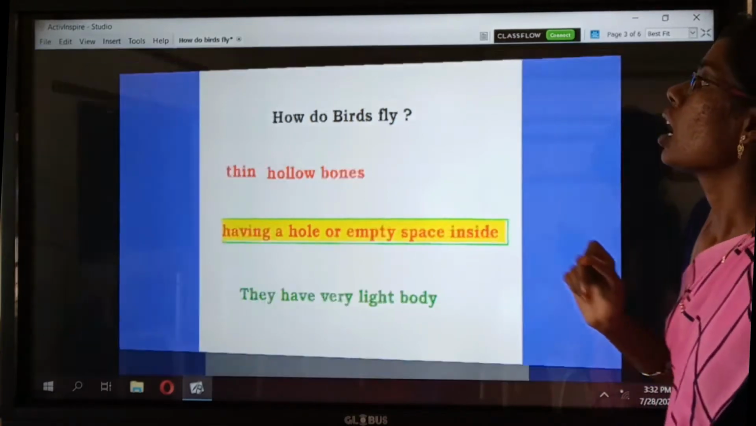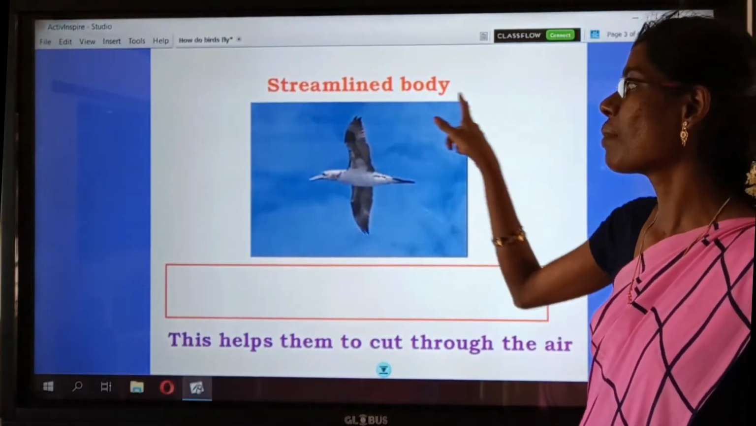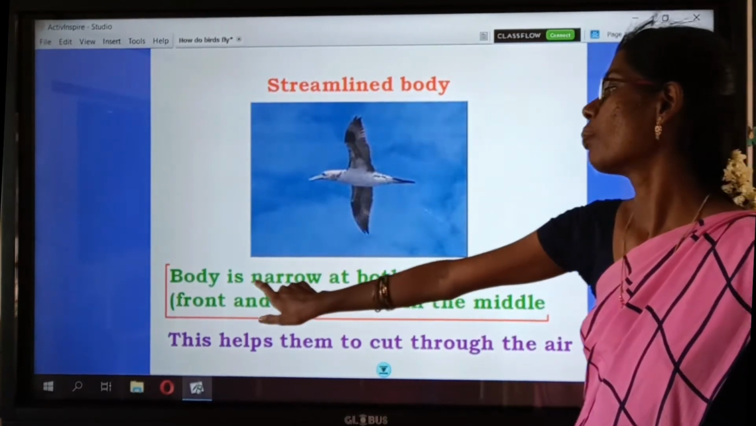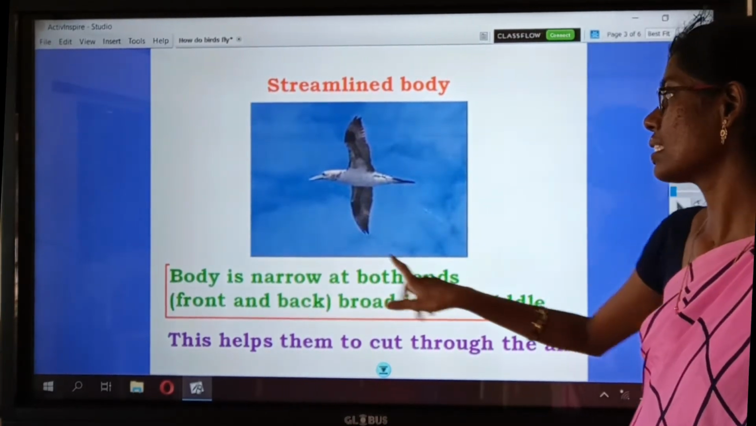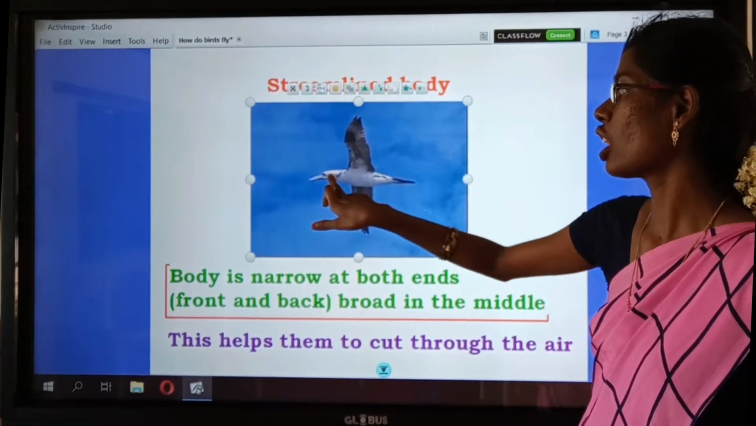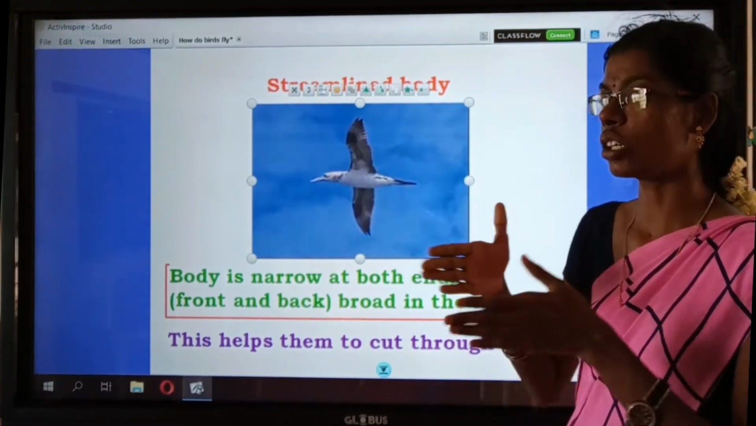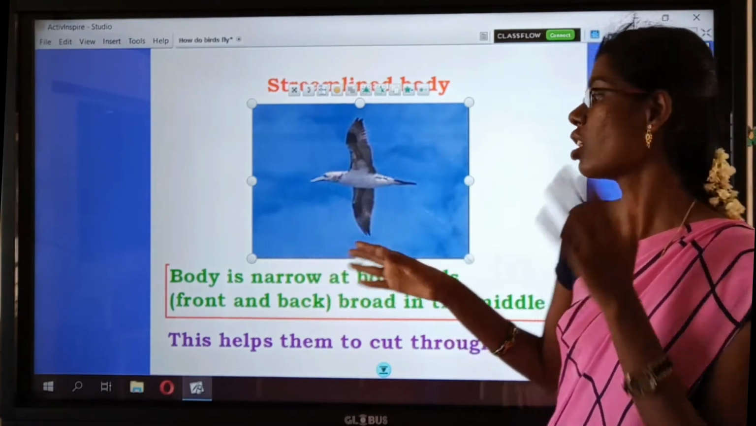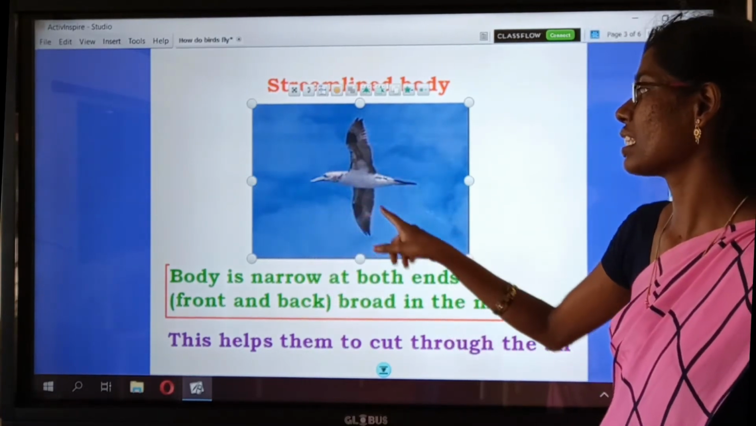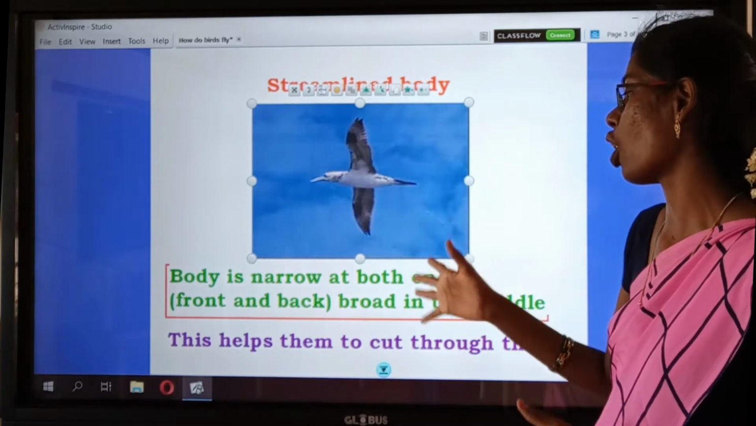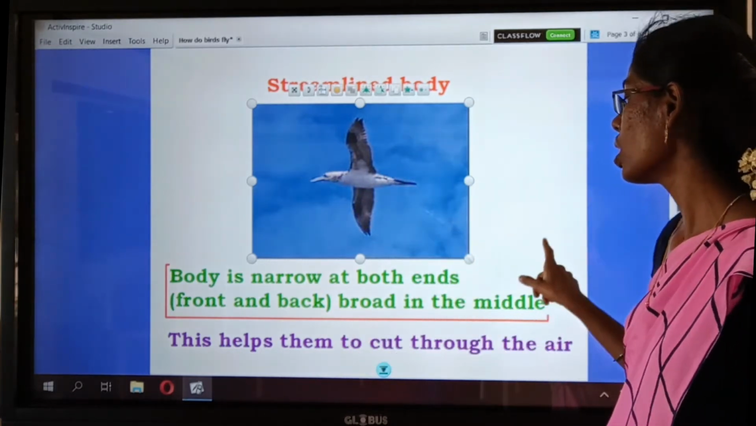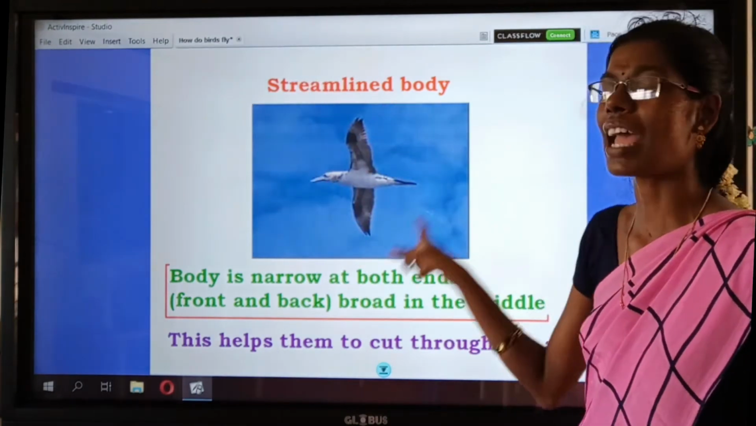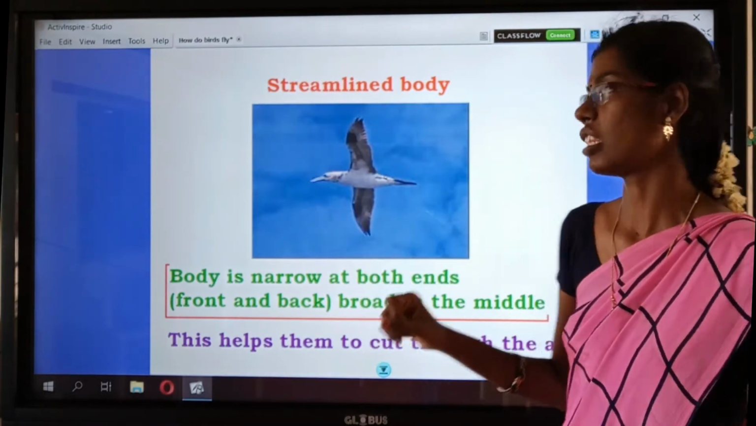Next, birds are having a streamlined body. Bird body is narrow at both ends, that is front and back. In between it is broad. So in the front and back it is narrow, and in the middle it is broad. This helps them to cut through the air. It helps them to move up in the air. This streamlined body helps birds.